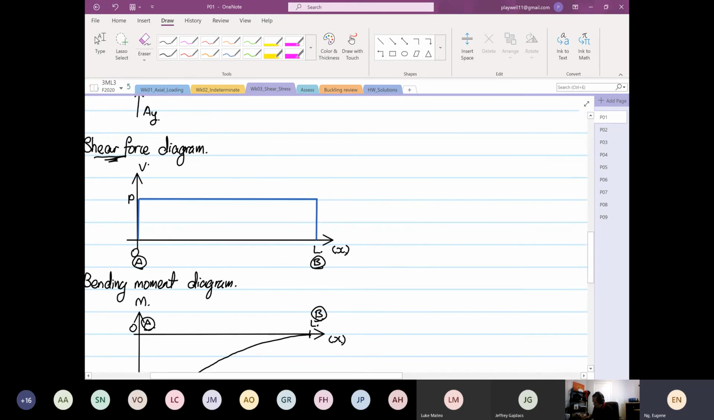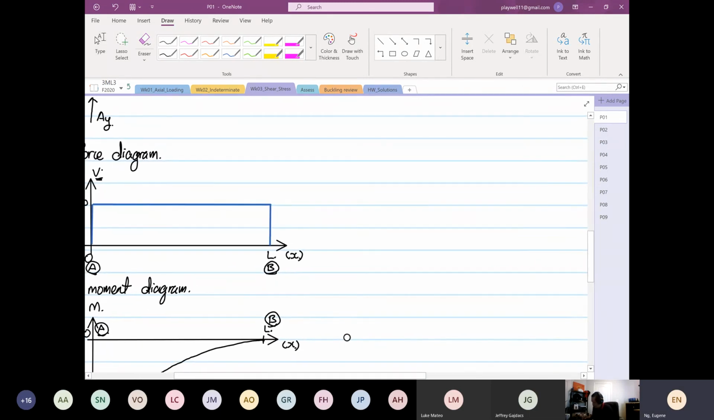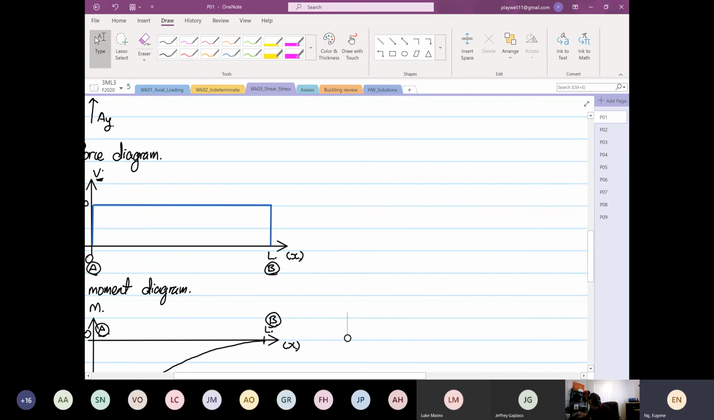Okay, so based on the shear force, which you can see over here, we call it V. So there are 2 terms I want to introduce to you. One is known as the shear flow. So shear flow is equal to q equals VQ over I.